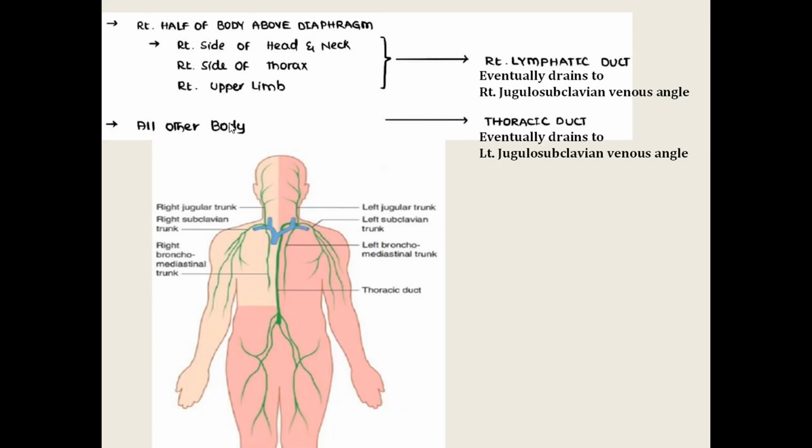See, right half of the body above the diaphragm, this is the right half of the body. Right half of the body above the diaphragm, that is the right side of the head and neck, right side of thorax and the right upper limb, will eventually drain into right lymphatic duct. And the right lymphatic duct will eventually drain into right jugulo-subclavian vein angle. You see, this is the jugular vein coming and this is the subclavian vein coming. Right at this angle, the right lymphatic duct drains into it.